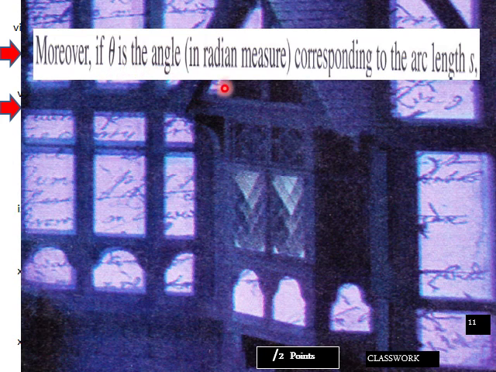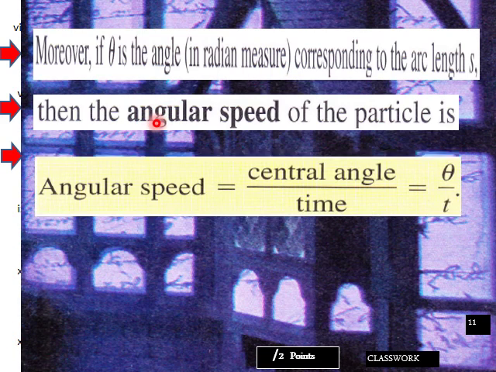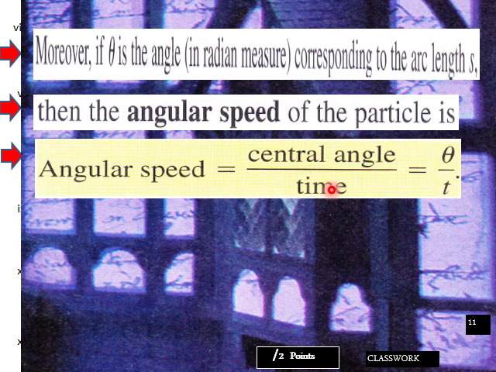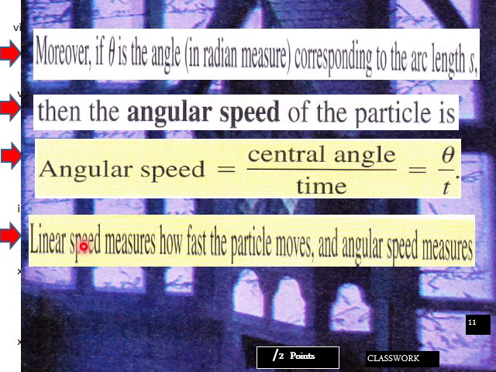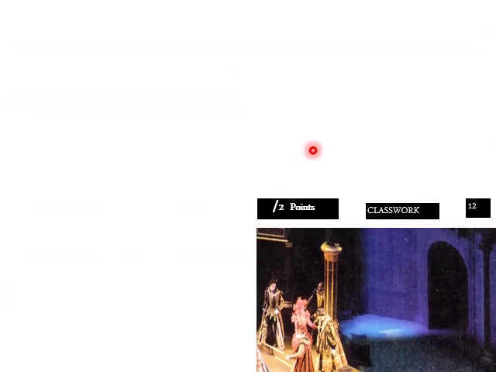Moreover, if theta is the angle in radian measure corresponding to the arc length s, then the angular speed of the particle is central angle over time, which equals theta over t. Linear speed measures how fast the particle moves, and the angular speed measures how fast the angle changes. We have arc length as well to figure, but now we can figure angular speed because we know our central angle over time.